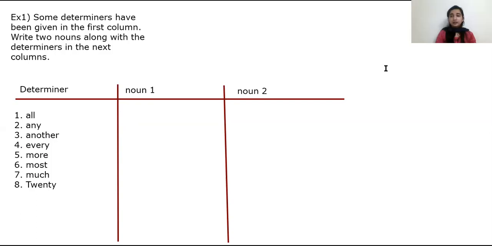Okay, now you can pause the video, draw the table and complete it.